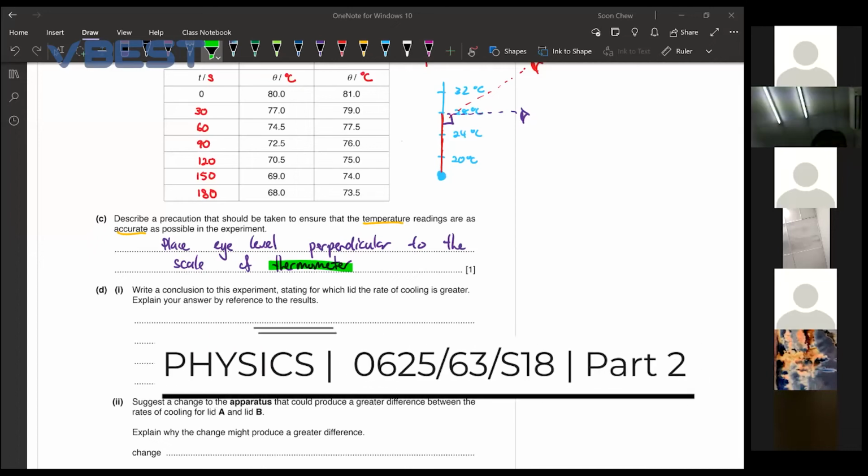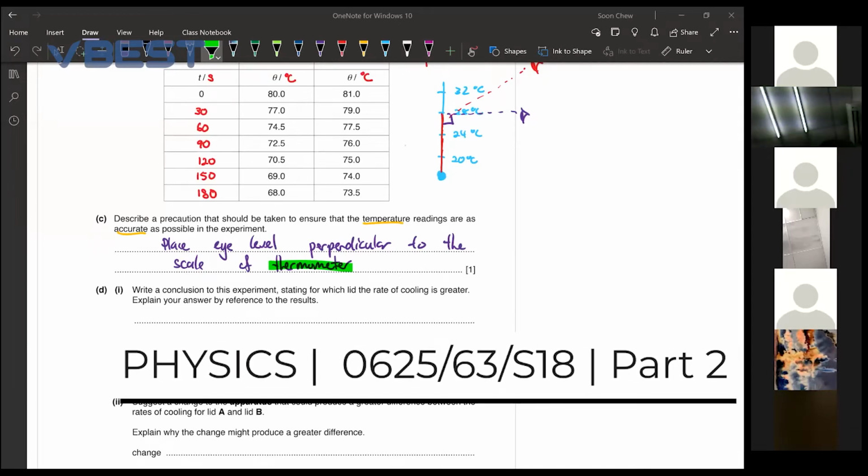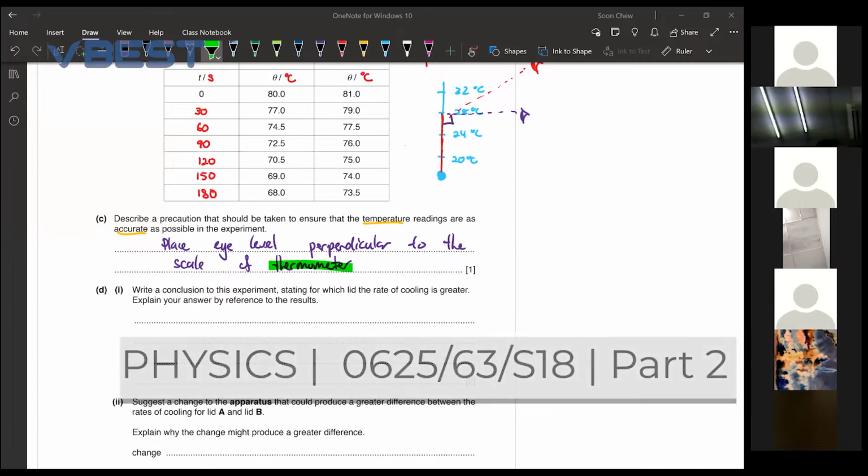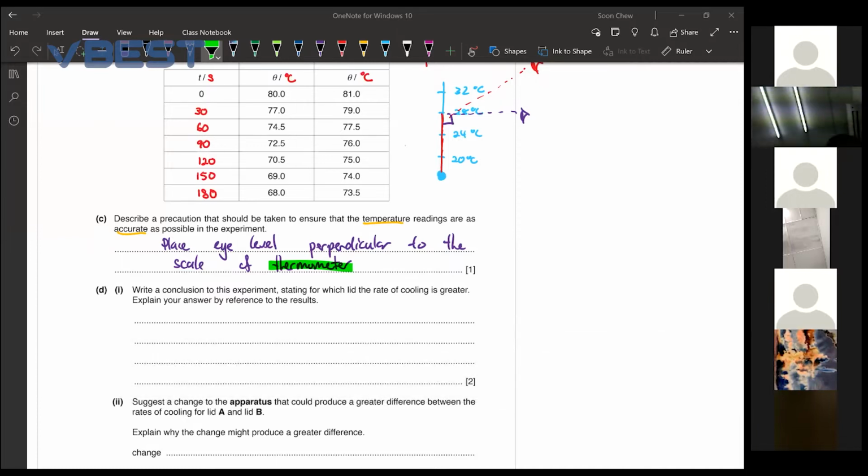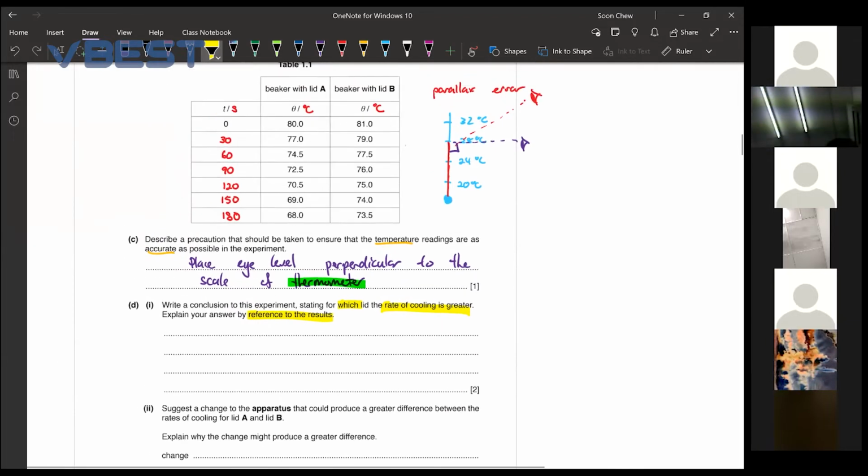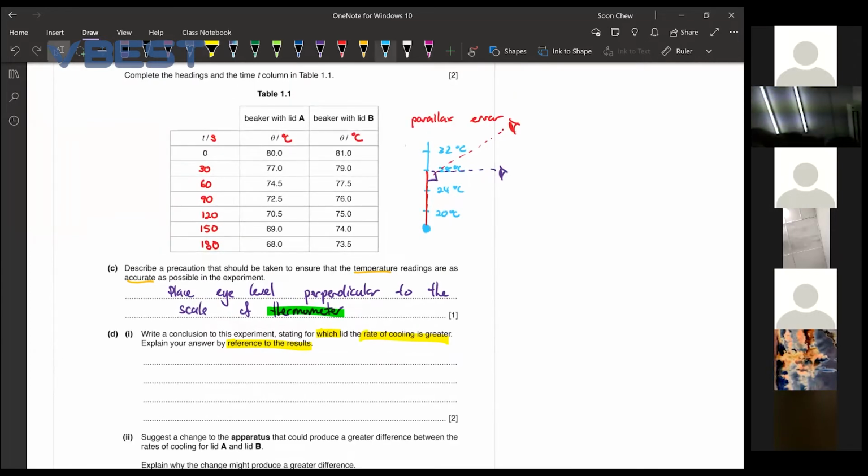Then moving on to the next question. Write a conclusion to this experiment stating for which lid the rate of cooling is greater. Which one here has a greater cooling rate? Explain your answer by reference to the results. Our results are basically from this table here, A and B.